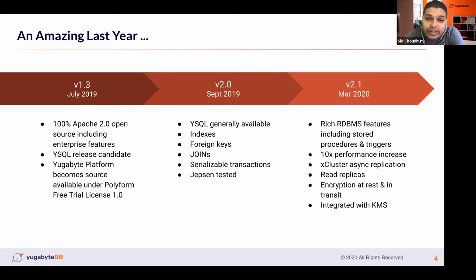Coming to September 2019, v2.0, that's when YSQL, the SQL API, became generally available with core relational modeling constructs like indexes, foreign keys, joins, serializable transactions, and even the initial cut of Jepsen testing was included in there.